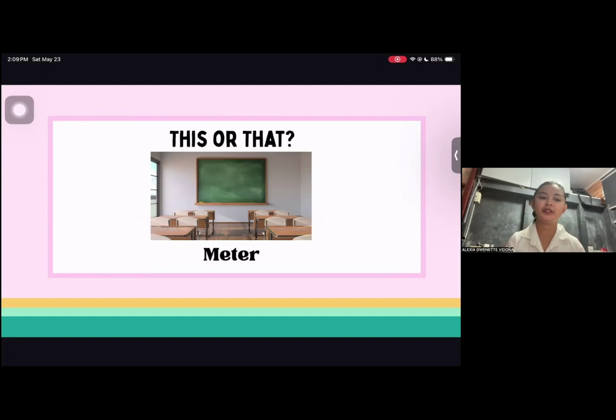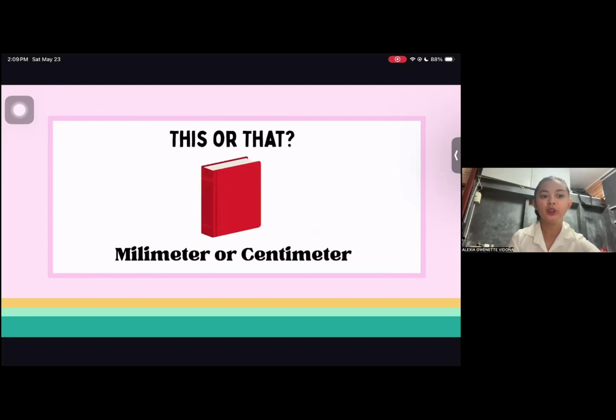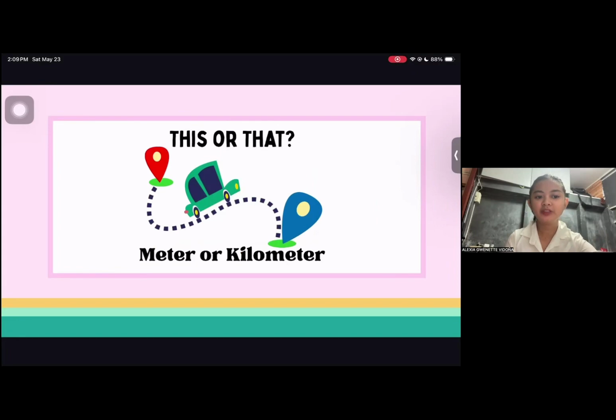Correct. Meter. Now, number two. Which unit is best for measuring the book? Millimeter or centimeter? Very good. It's centimeter. Next. Which unit should we use to measure the distance from one city to another? Meter or kilometer? Very good. Kilometer. So it looks like you already have a prior knowledge about our topic for today.